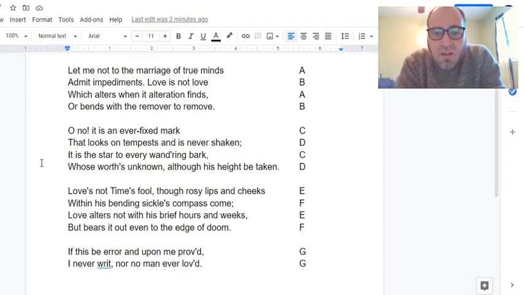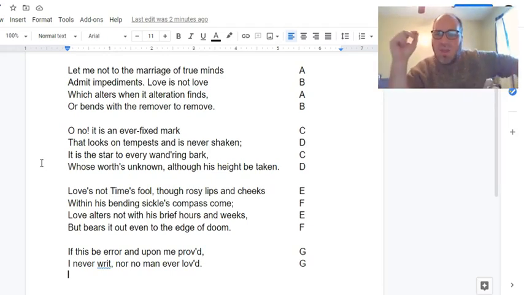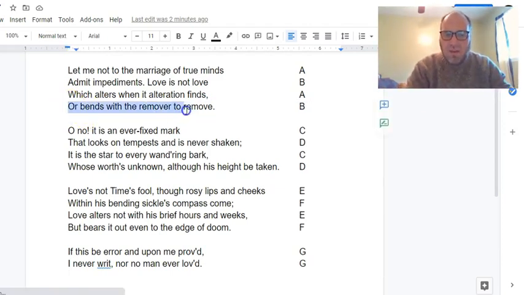Then he says, "Love is not love which alters when alteration finds." So he says, if you're in love with somebody and you're like, I love everything about them, but get out. That's not true love. That's not a real relationship. You can't alter when you find alteration. You can't bend with a remover to remove. I think that's a sort of a metaphor for weeding a garden.